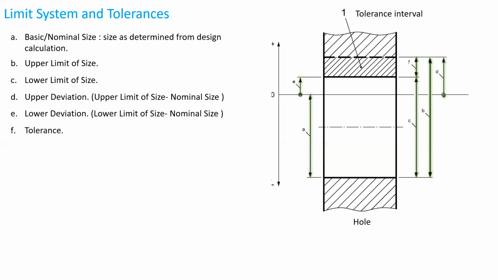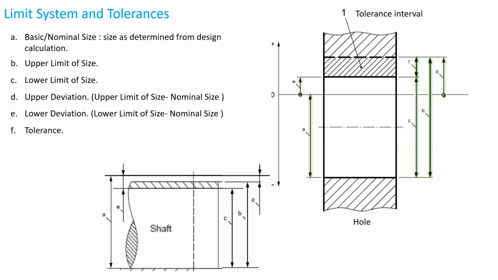Tolerance is the difference between upper deviation and lower deviation. The similar terminology is used for the shafts also. And we can see here the upper deviation D as well as the lower deviation E for the shafts shown in this figure is negative.